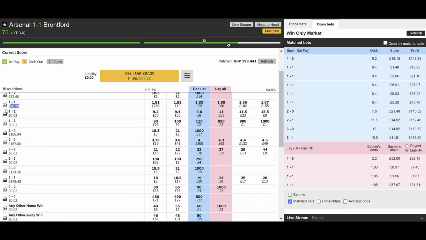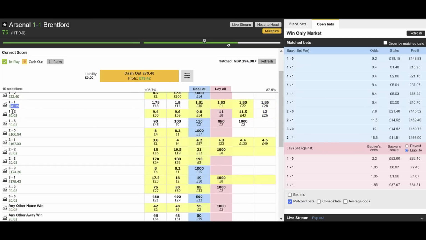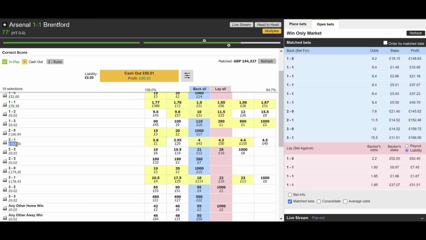If Brentford do go on and nick it and they make it 2-1 to Brentford, then hey, hats off, fair enough. The underdog has pulled off a surprise result, and that will happen. And if that is the case, we're going to break even. But the good money's on the 2-1 to Arsenal here. We've got 167 on that, and we've also got 3-1 still alive also. So should be an interesting end to this one.